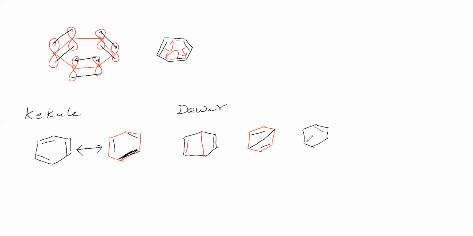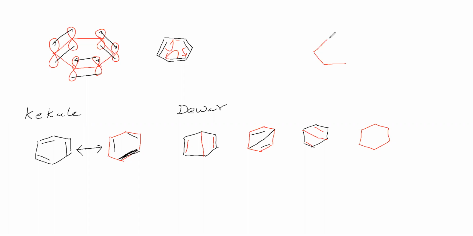Here pi bond, here pi bond, and these two carbons are linked like this. Okay. The next structure proposed is by Dewar. Let us see how Dewar is proposing the structure.